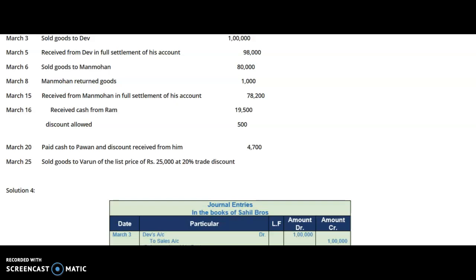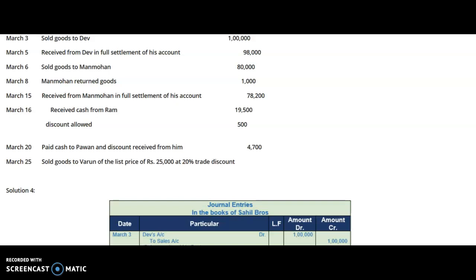From whom it is received, that is the party, Dev, the name of the party, personal account. And I explained here that the third account is the discount allowed. It is a type of expense or loss of the business. Now three accounts we have recognized: one is cash, another is Dev, and the other is discount.